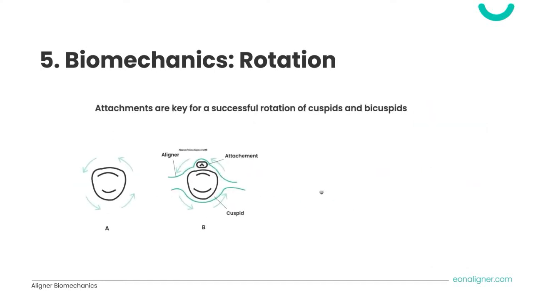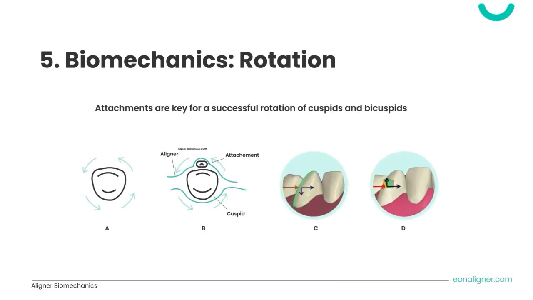Attachments are key for a successful rotation of cuspids and bicuspids. Without attachments, cuspids will have a tendency to rotate less efficiently and intrude, as seen in the first diagram. By providing a flat, active surface for the aligner to push against, as seen in Figure D, this will help rotate the teeth with more predictability and also exert extrusive forces to hold the tooth in place to counteract the intrusive forces that are pushing the tooth into the bone.